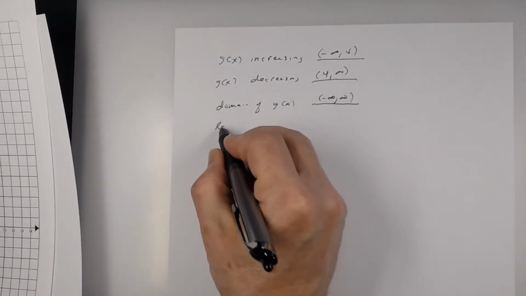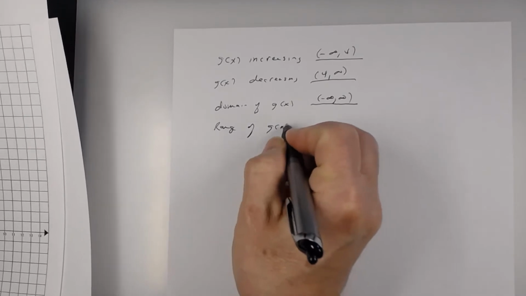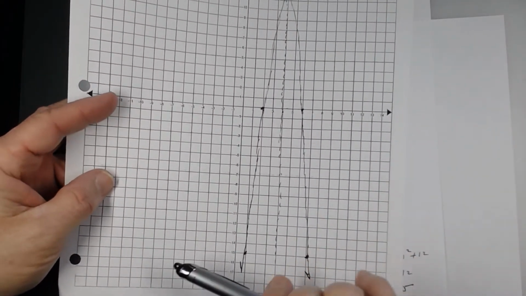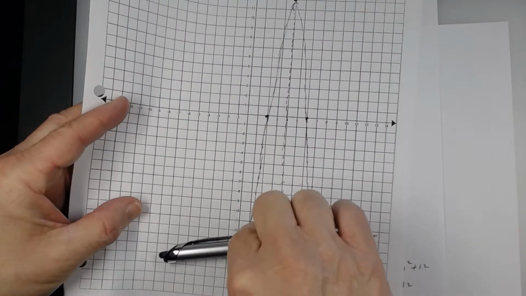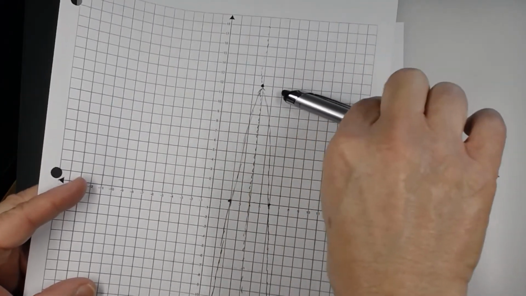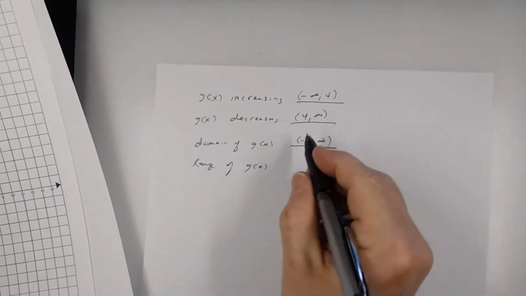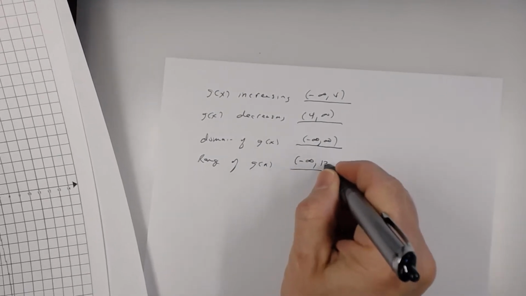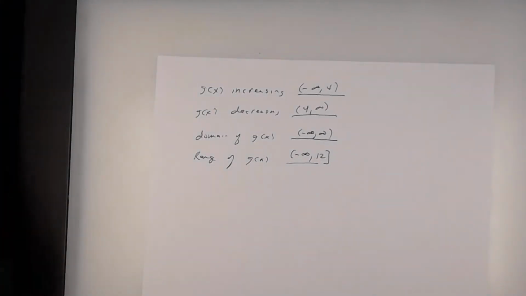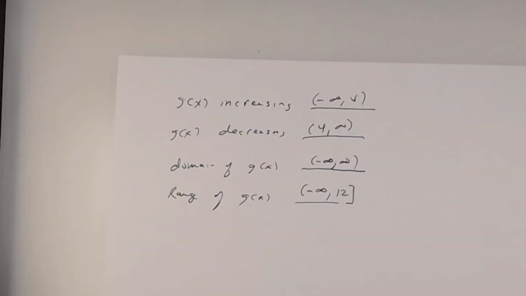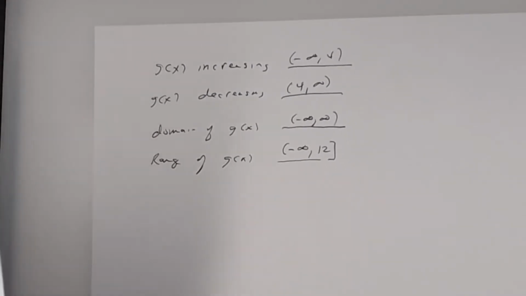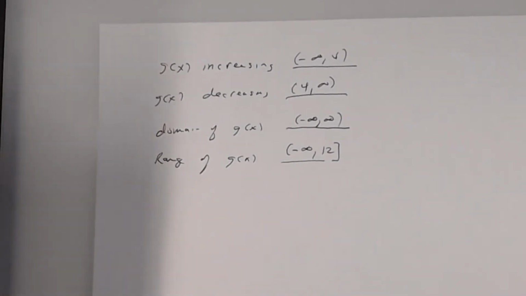And then the range of g of x, what's the range? Remember, it's going down, so what's the range? Negative infinity to, what's that y value? 12. So negative infinity to 12 with a bracket. Okay? All right, so that was number 2. All right, now let's look at number 3. Suppose we had this for number 3.